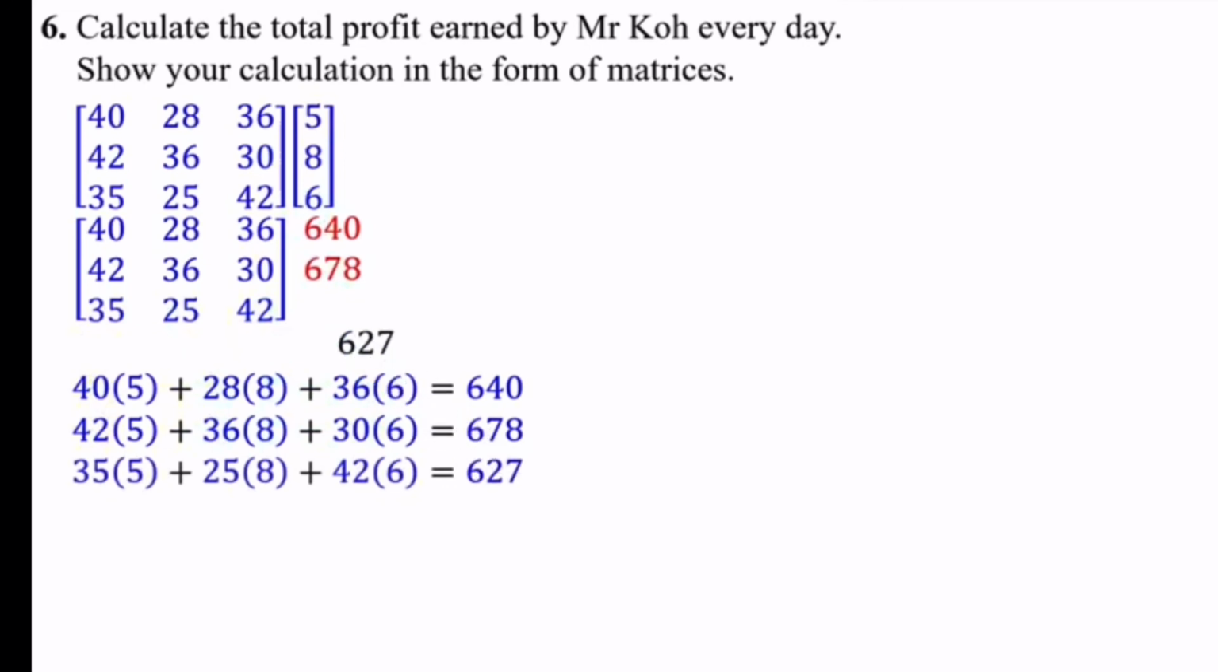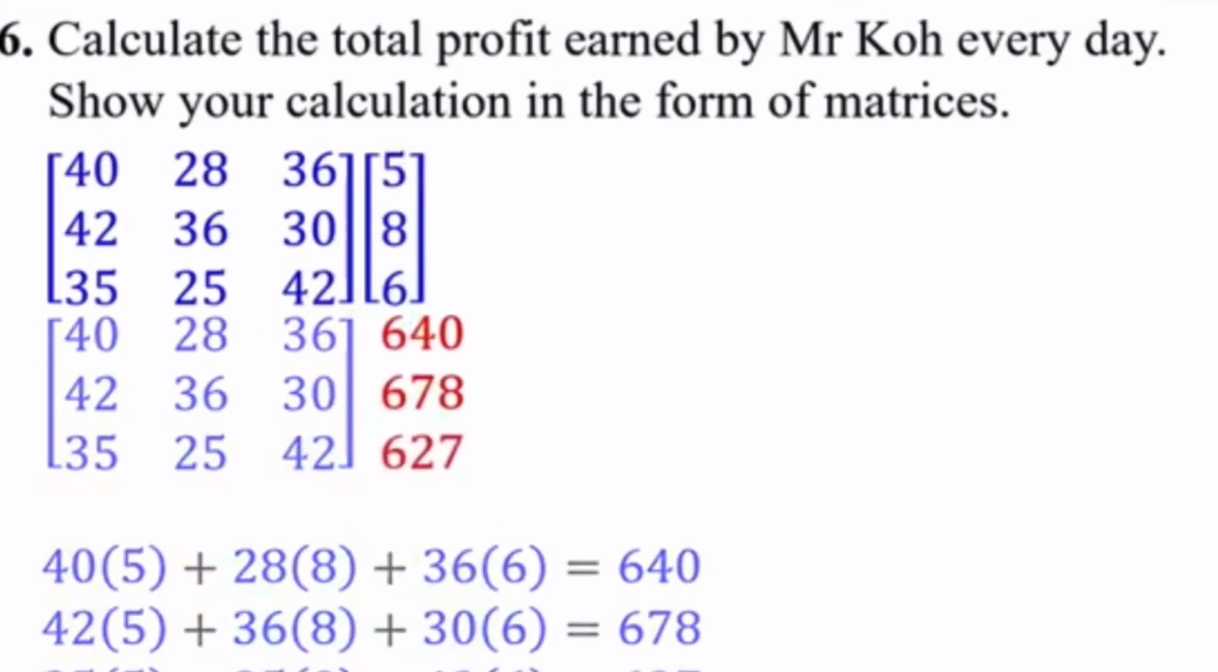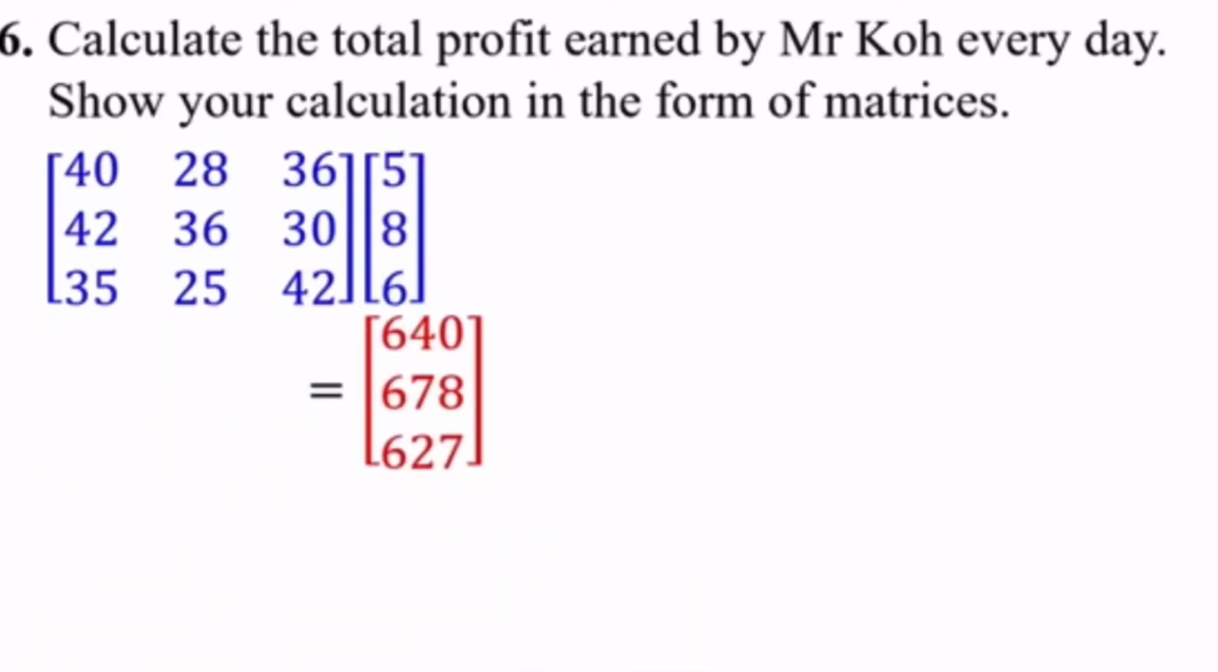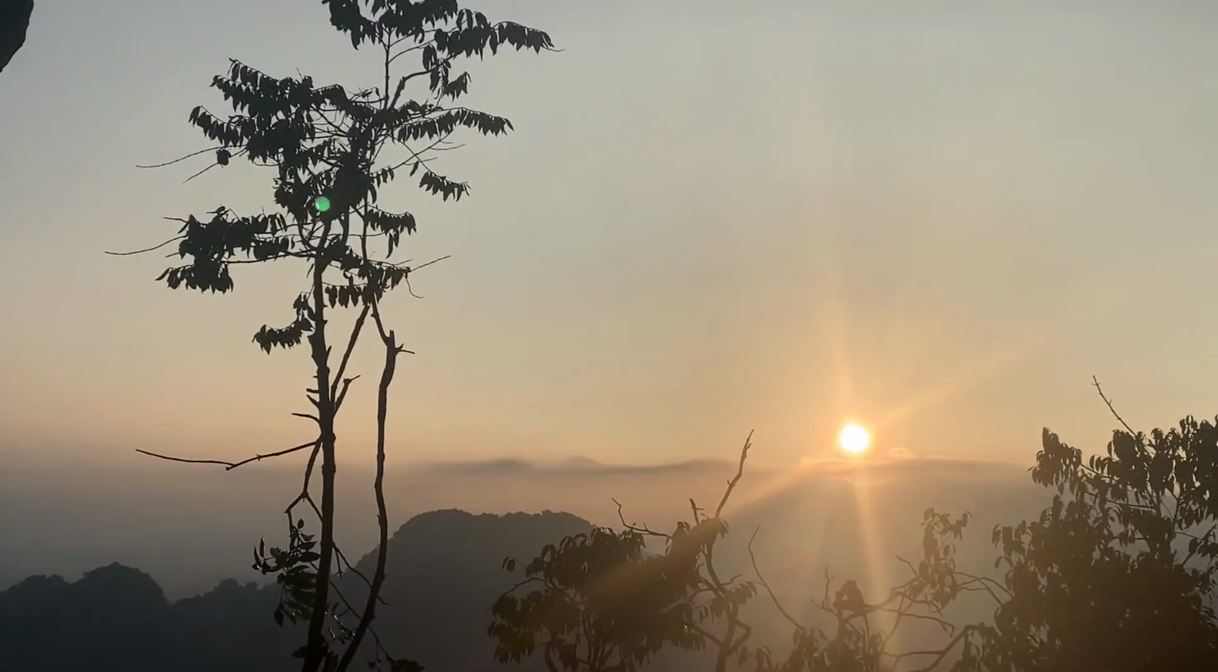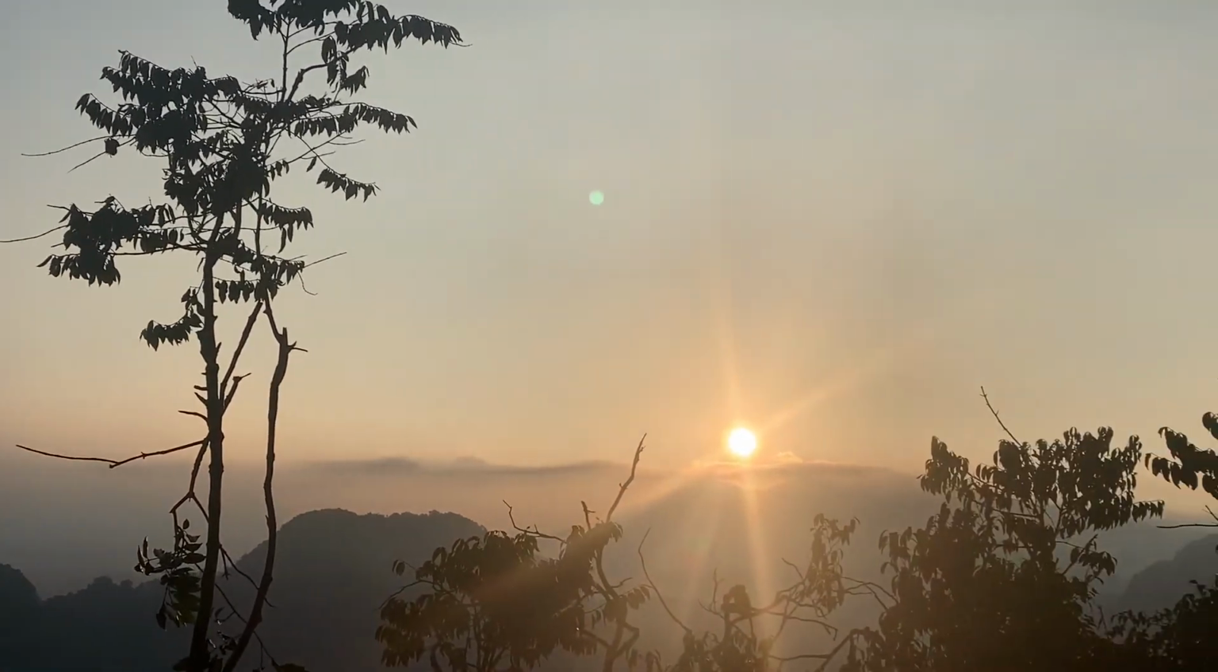So these are the profit earned by Mr. Cole every day. So it seems like we can use the matrix to perform the calculation for the profit earned by Mr. Cole. So the profit is 640, 678, and 627. So that's all for the discussion about the multiplication of the matrices.